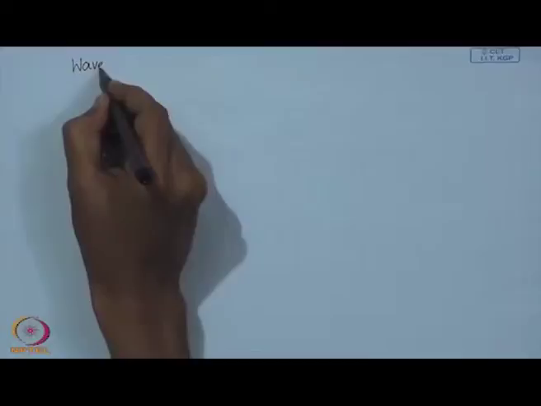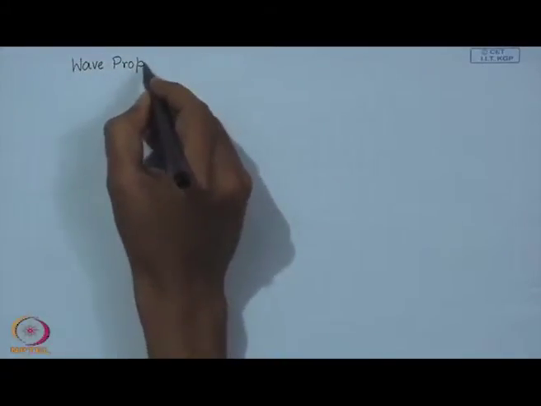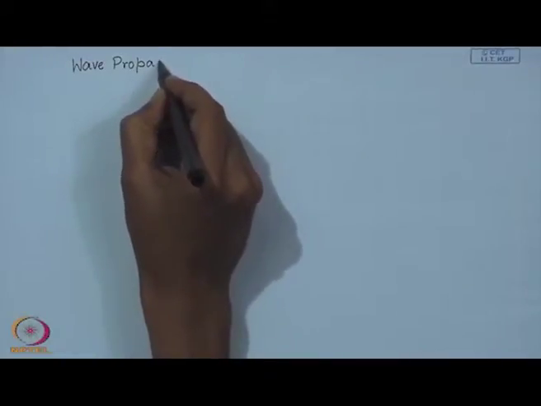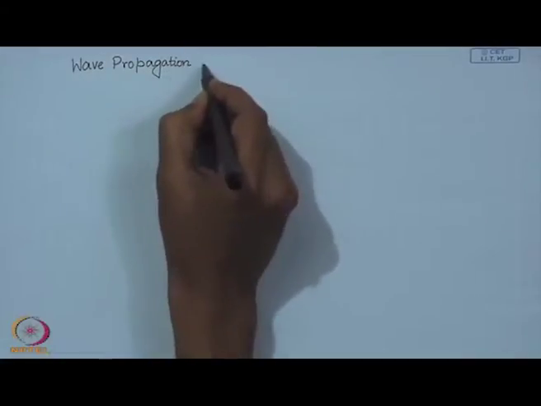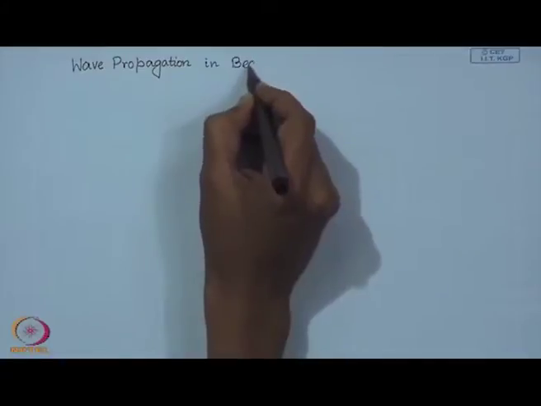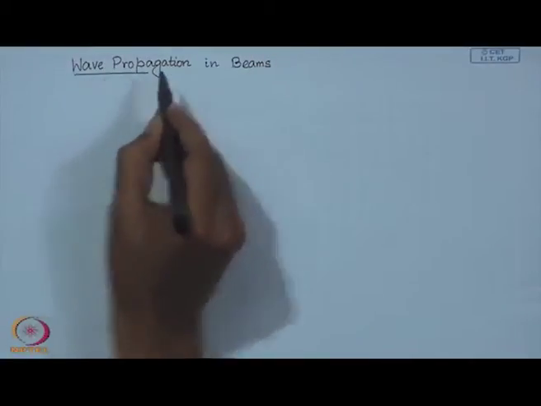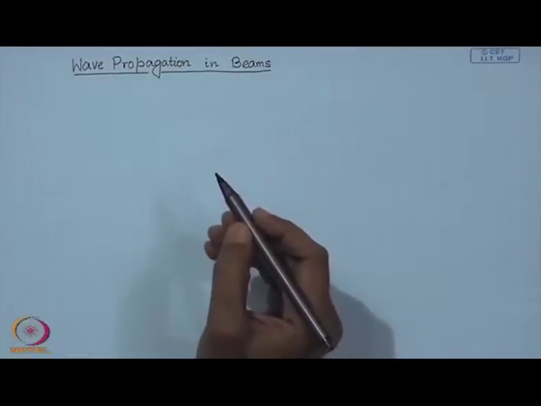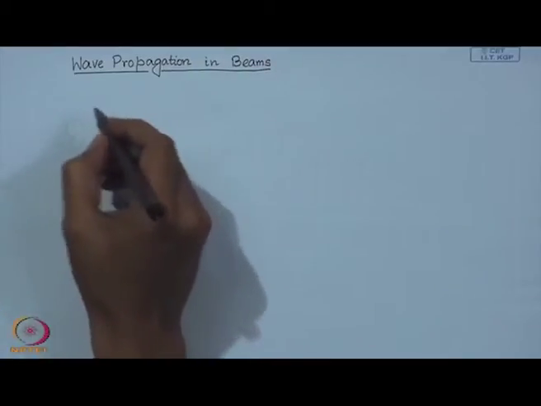In a previous lecture, we had studied wave propagation in one dimensional continuous media governed by the wave equation, and we have looked at propagation of general waveforms as well as harmonic waves. Today, we are going to discuss wave propagation in beams. So, let us first look at the equation of motion of a Rayleigh beam.